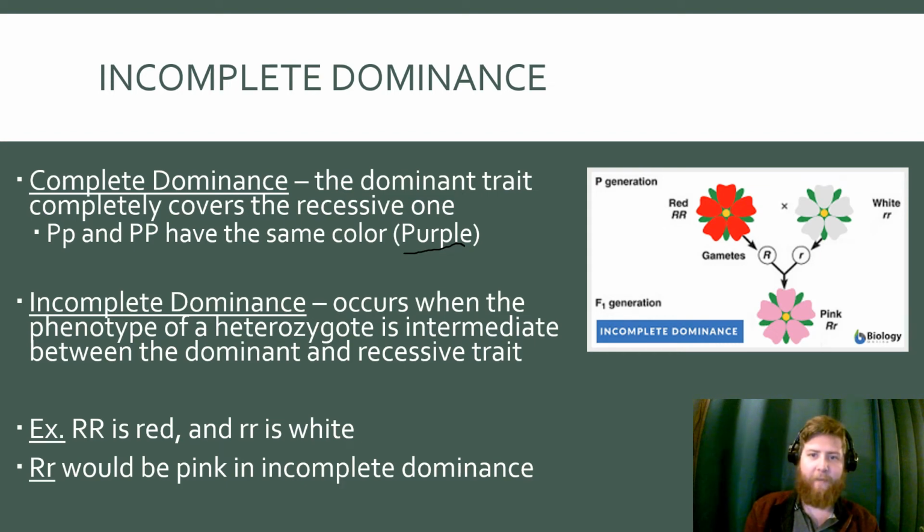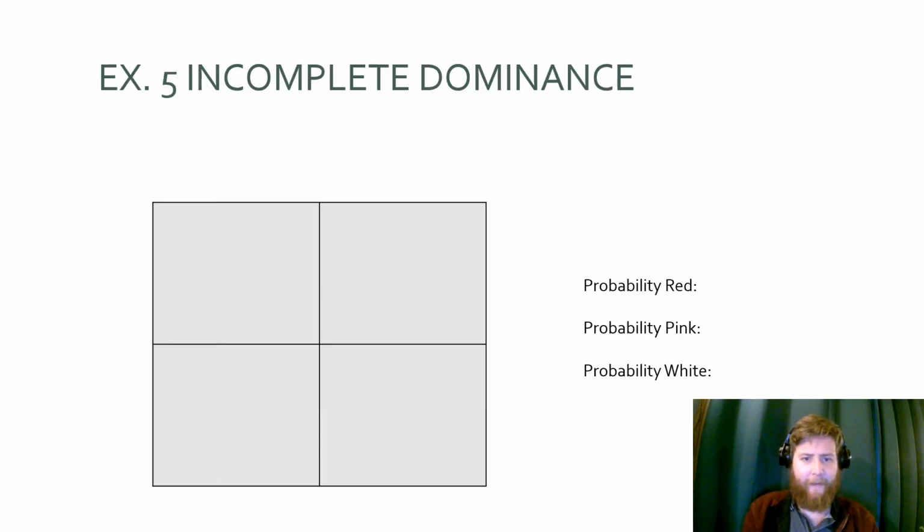So for this example, we have the red homozygous one, which is homozygous dominant, big R, big R, and the white homozygous one, which is homozygous recessive, little r, little r. And then the pink is a mix between the two. It has a dominant allele and a recessive allele. And this is what incomplete dominance looks like. So let's do an example here where both of them are heterozygous for a trait. So these are going to be 2 pink flowers that we're going to be mixing together here.